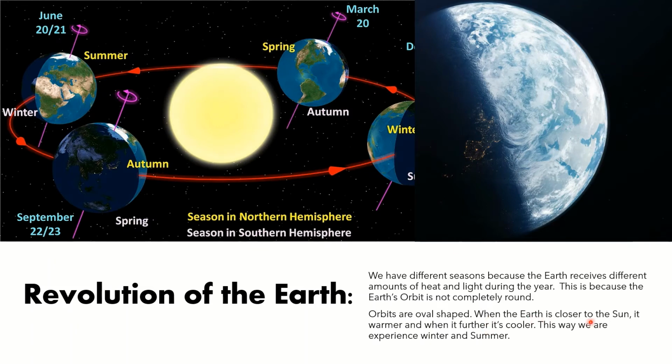And when the Earth is closer to the Sun, right here and here, it's warmer, and when it's further it's quite cooler. So this way we are experiencing what we like to call winter and summer. As you can see in the diagram, it's much further away when it's winter and autumn, and this is just a clear example of sun being experienced on one end and darkness on another. Okay.